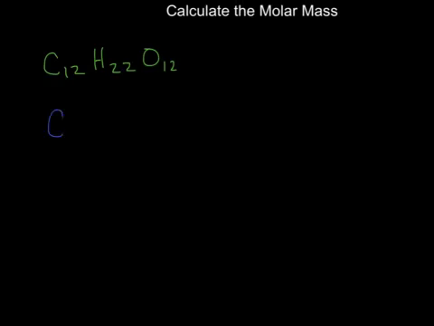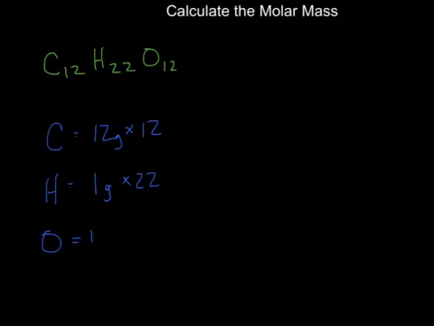Last but not least, carbon, hydrogen, and oxygen. That's supposed to be a full O. There we go. Carbon will be 12 times 12, right? 12 grams is the molar mass. 1 hydrogen in grams times 22, and oxygen 16 grams, and we have 12 of those. A little simple multiplication, we have 144 grams.